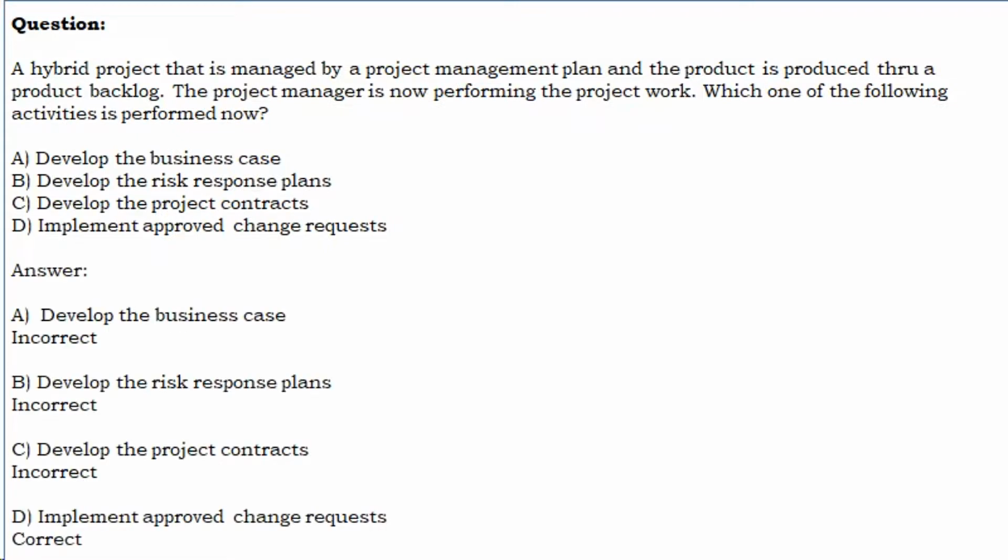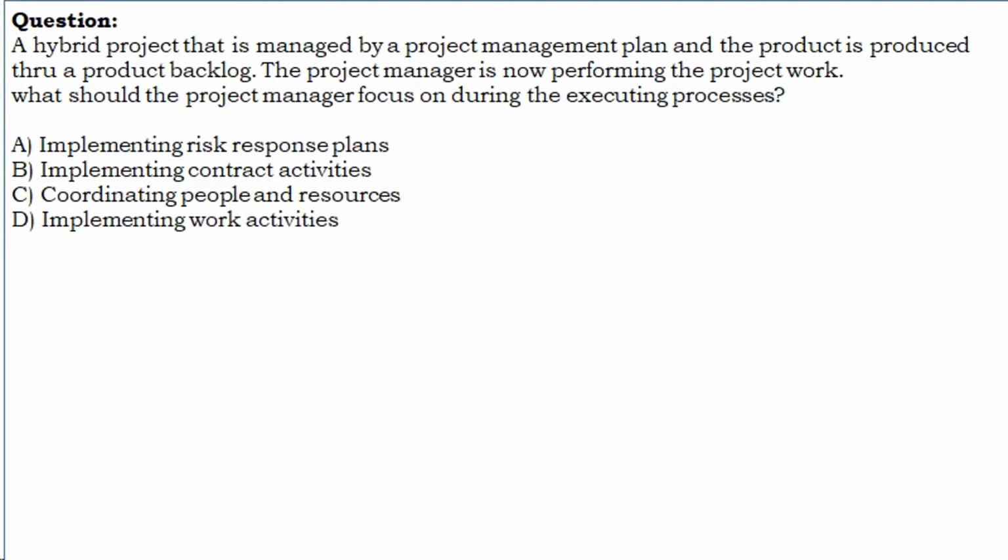A. Develop the business case. Incorrect. B. Develop the risk response plans. Incorrect. C. Develop the project contracts. Incorrect. D. Implement approved change requests. Correct. A hybrid project that is managed by a project management plan and the product is produced through a product backlog. The project manager is now performing the project work.